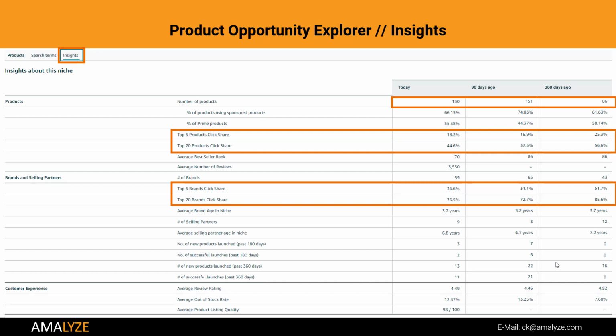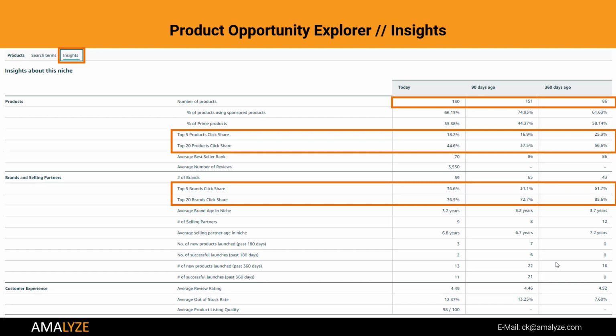You will find the average brand age in the niche, where you take those 130 products for today, look for the oldest product and the date of all products, and set an average. The average selling partner age in the niche, okay, that is the age of the sellers. The number of selling partners is how many offers Amazon finds on that product. So on average 9 offers per product. That is highly competitive.